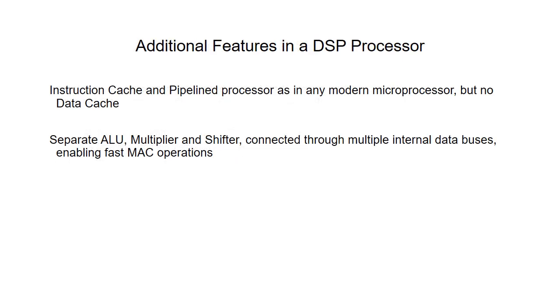Next are the additional features in a DSP processor. The instruction cache and pipelined processing are found in any modern microprocessor, but a DSP should not have a data cache. A separate ALU, multiplier and shifter should be used. They should be connected through multiple internal data buses, which enables fast MAC operations. So MAC operations are used as an additional feature in the DSP processor.